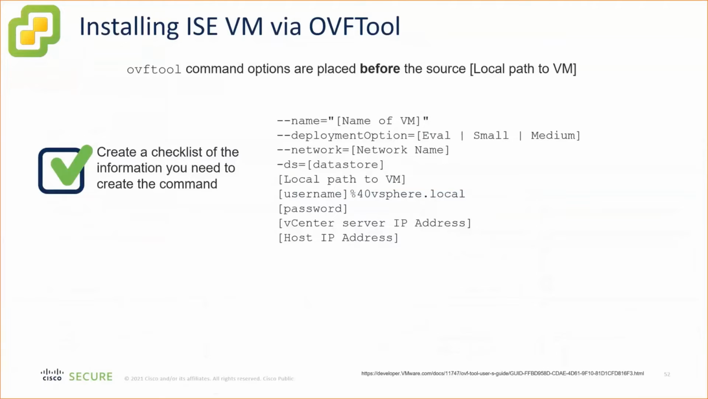So that's one way of using the OVA to deploy ISE. The other way is actually through a command line tool that you can download from VMware. It's called the OVFTool.